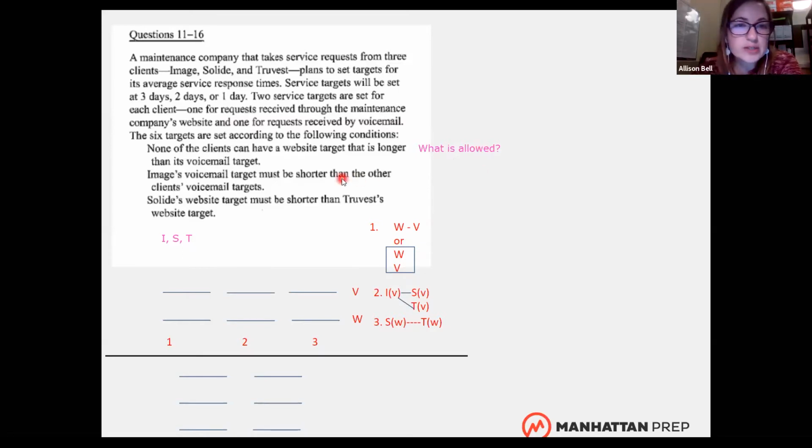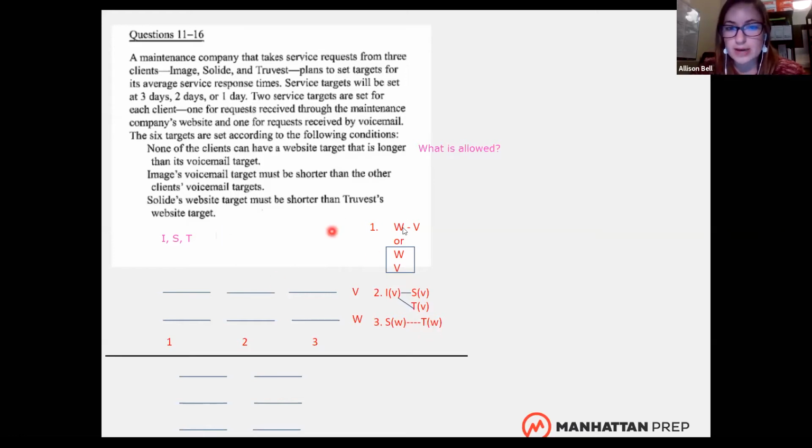Then I get the voicemail target must be shorter than the other client's voicemail targets. This is phrased in a pretty clear, positive way, so I can just translate it. So I've got I and then a sub V, and these dash lines mean that it's going to come before S sub V and T sub V. And I've taken the other clients and spelled them out in terms of S and T. And then S's website target must be shorter than T's website target. And again, I here just use subscript and a line to indicate that one comes before the other.